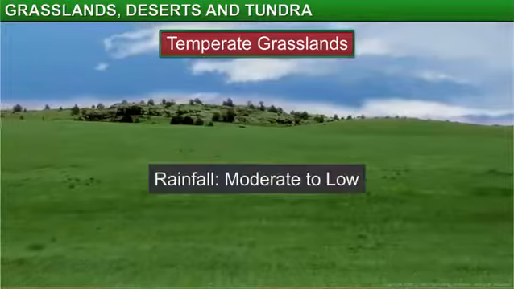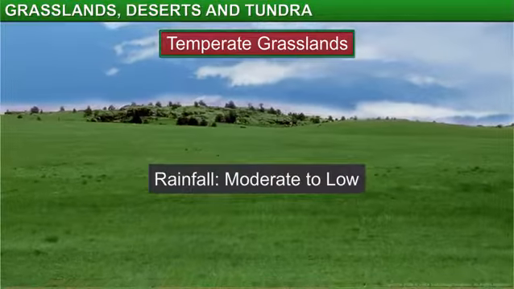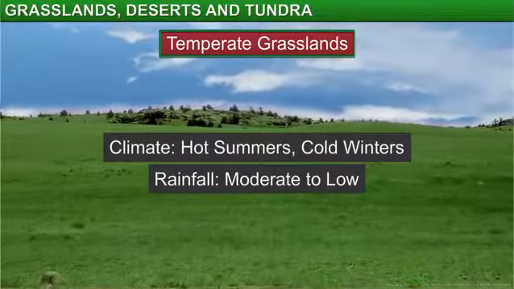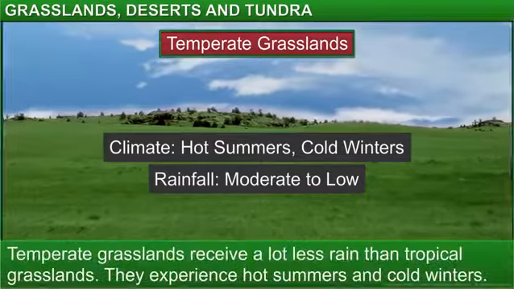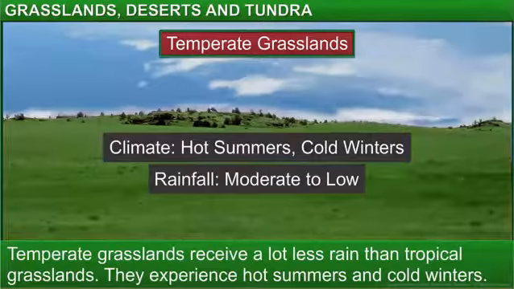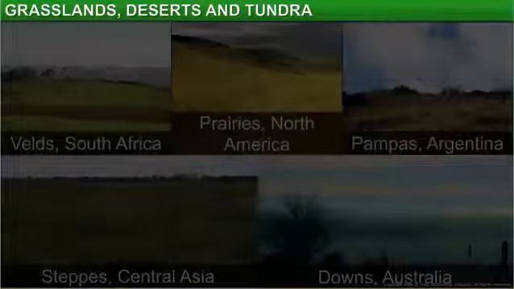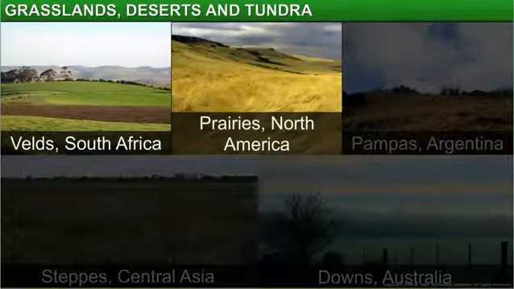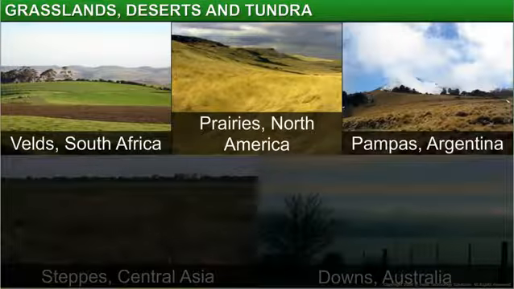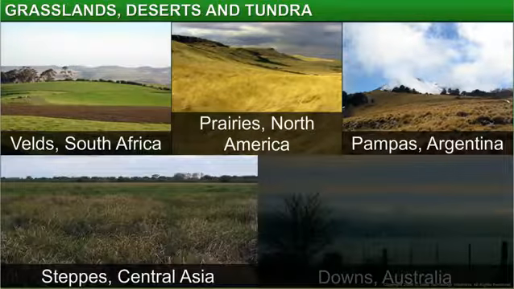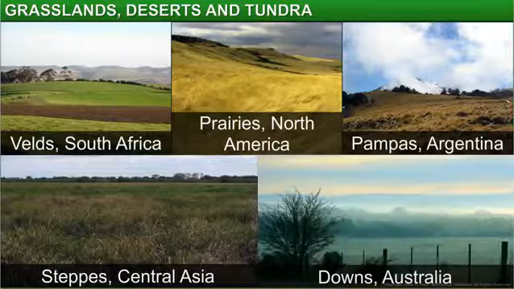Temperate grasslands receive a lot less rain than tropical grasslands. They experience hot summers and cold winters. The major temperate grasslands include the velds of South Africa, the prairies of North America, the pampas of Argentina, the steppes of Central Asia, and the downs of Australia.